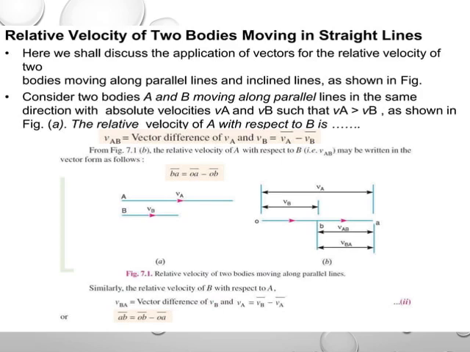As we have discussed about parallel lines, consider the line AB moving along with parallel lines. Similarly, the relative velocity is equal to the difference, Vba equal to Va vector minus Vb vector. In this figure, we can see A can move and B can move rightwards. That is the relative motion of the velocity diagram.